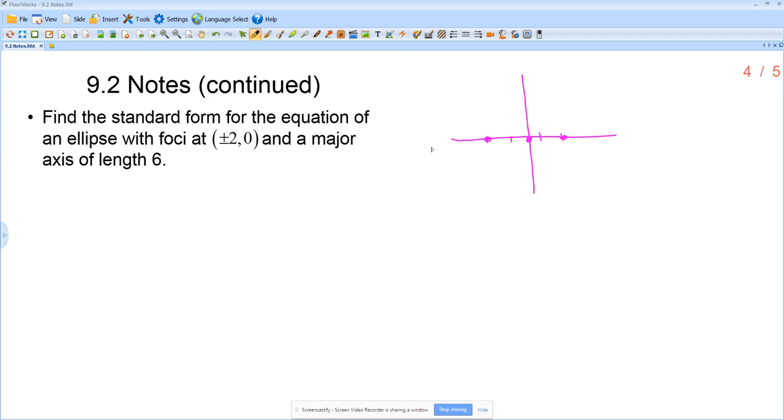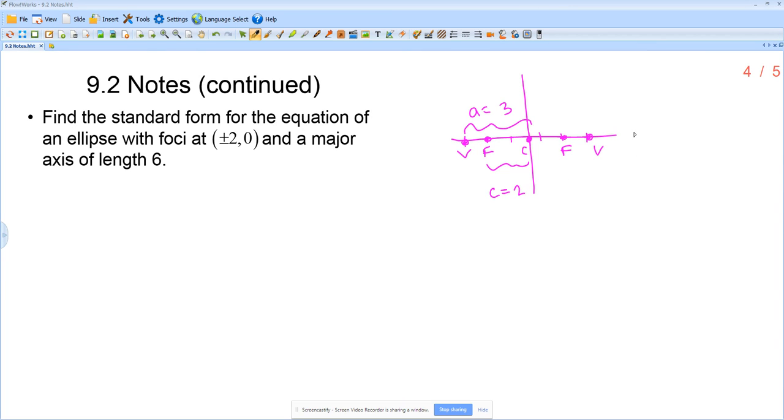So it's giving me the length of the entire major axis, which must be the horizontal in this case, because the focal points must lie on the major axis. And since this is starting at 0, it must be going to 3 and negative 3. So I have my center, my vertices, and my focal points. Looking at this, my focal length, which is c, is 2. My a value, which is the length from the center to the vertex, sort of a major vertex, is 3.